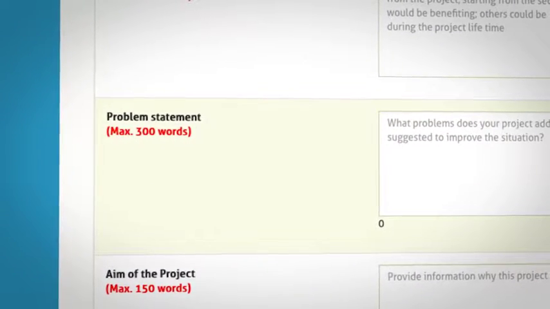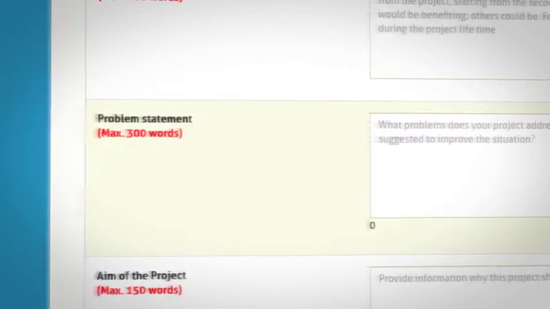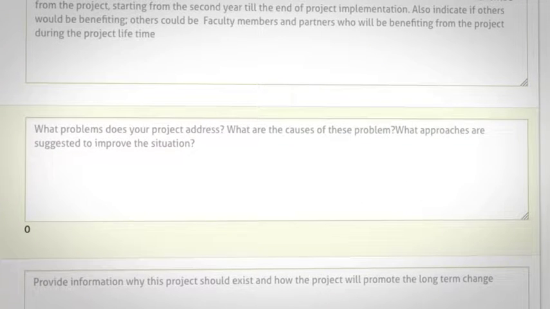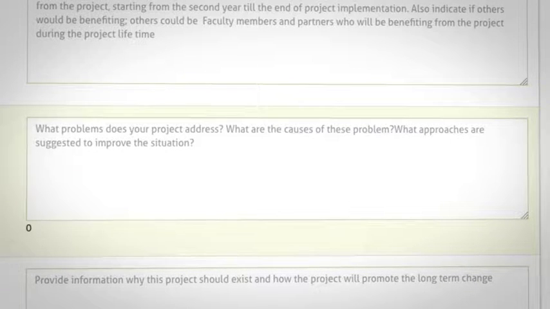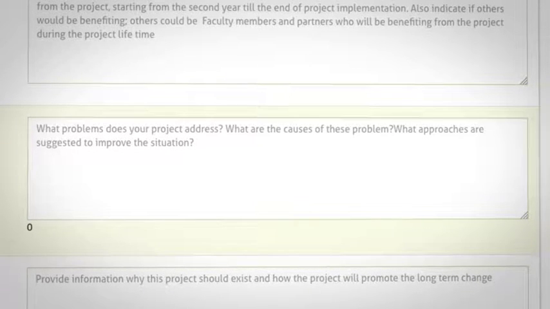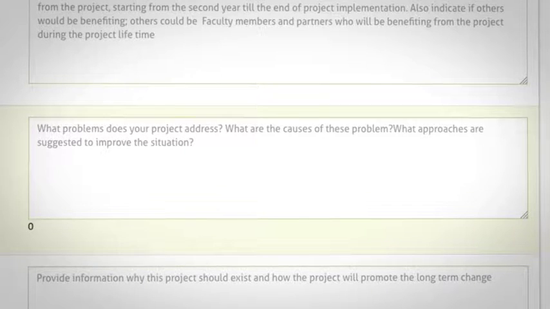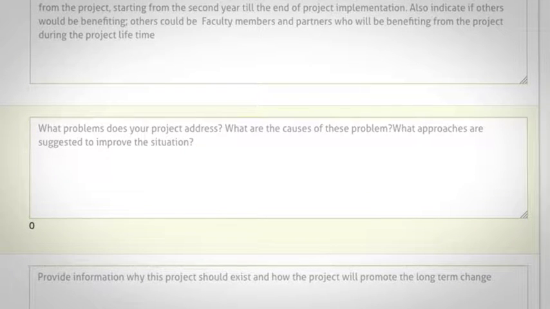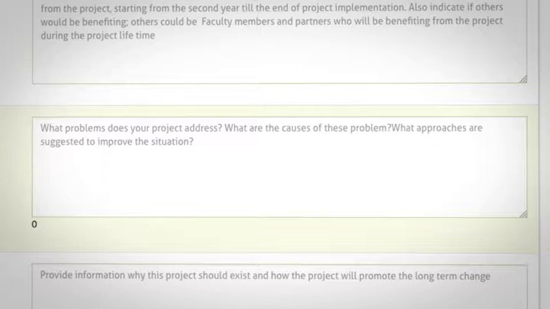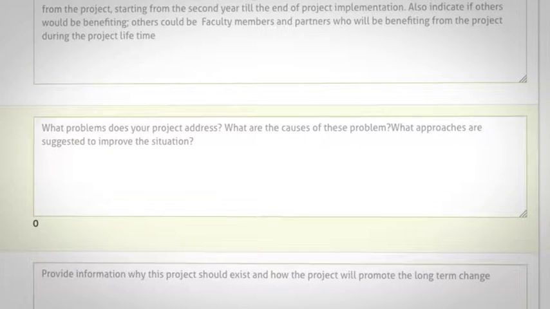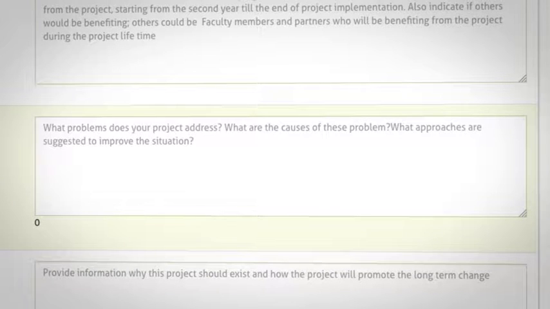In this section, you need to answer the following questions. What problems does your project address? What are the causes of these problems? What approaches are suggested to improve the situation? It is not enough simply to state the problem. You also need to back it up with supporting facts and statistics. Make sure your facts and statistics are relevant and fit the scope of your solution.